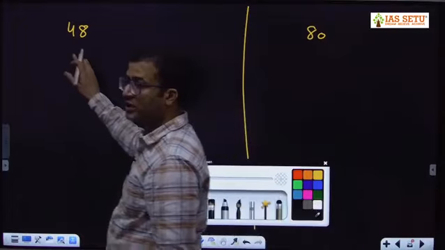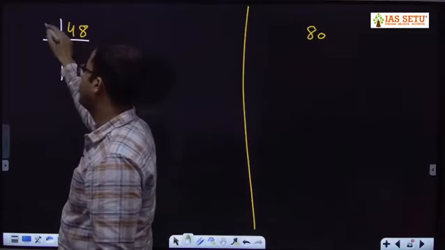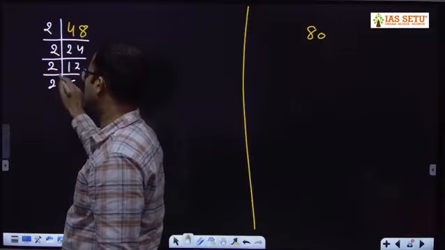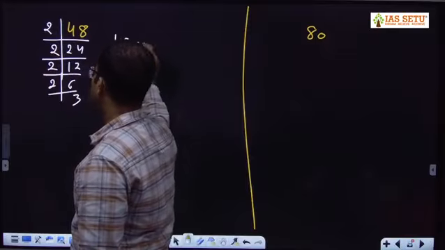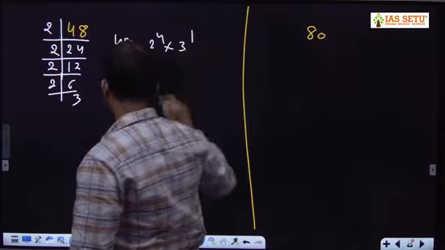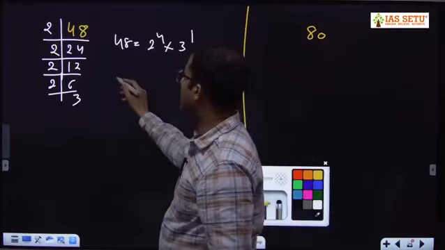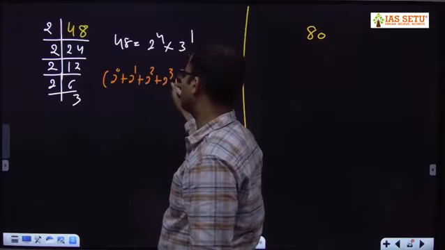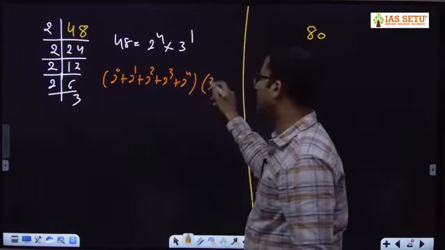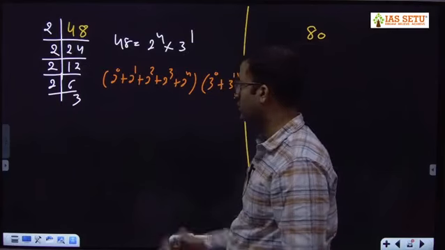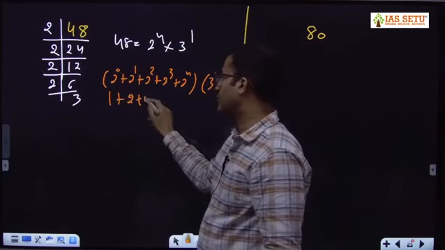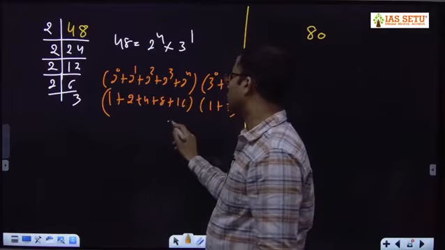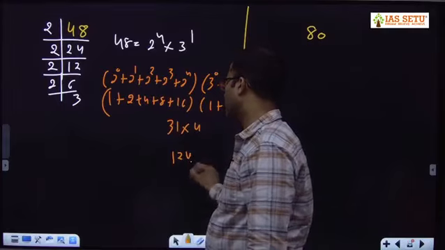Now 48, what is your answer? 2 common 24, 2 common 12, 2 common 6, 2 common 3. So 48 is 2 to the power 4 into 3 to the power 1. So now here it is 2 to the power 0 plus 2 to the power 1, 2 to the power 2, 2 to the power 3 plus 2 to the power 4. Multiply with 3 to the power 0, 3 to the power 1. So this is 1 plus 2 plus 4 plus 8 plus 16 into 1 plus 3. So it is 31 into 4, 124.